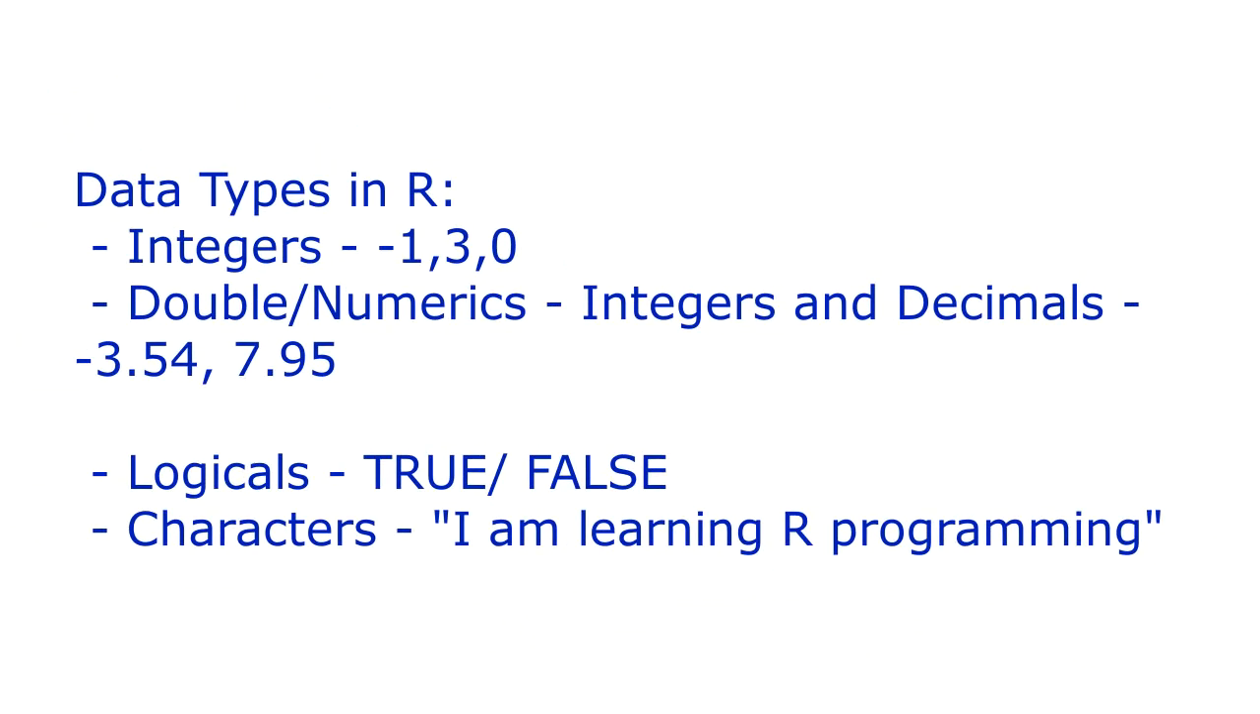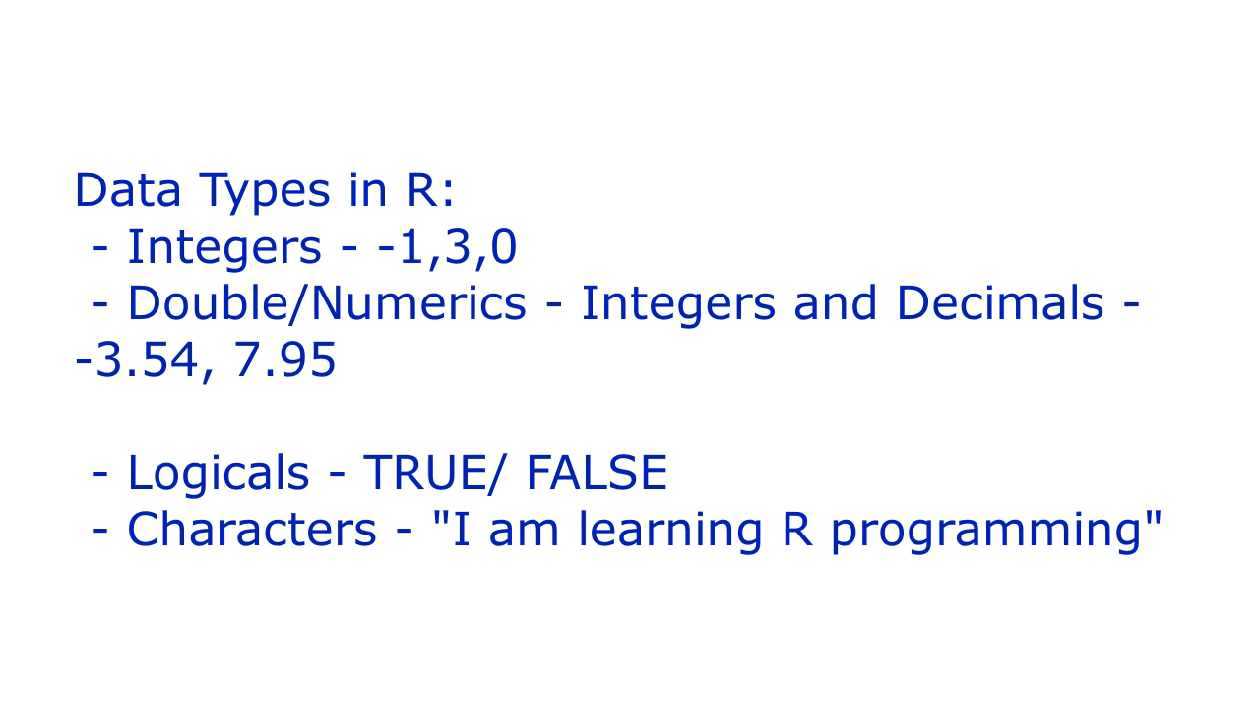Data types. Data types are the building blocks of any programming language. In R, there are 4 data types. Number 1, integer. Number 2, double or numerics. Number 3, logicals. And number 4, characters.